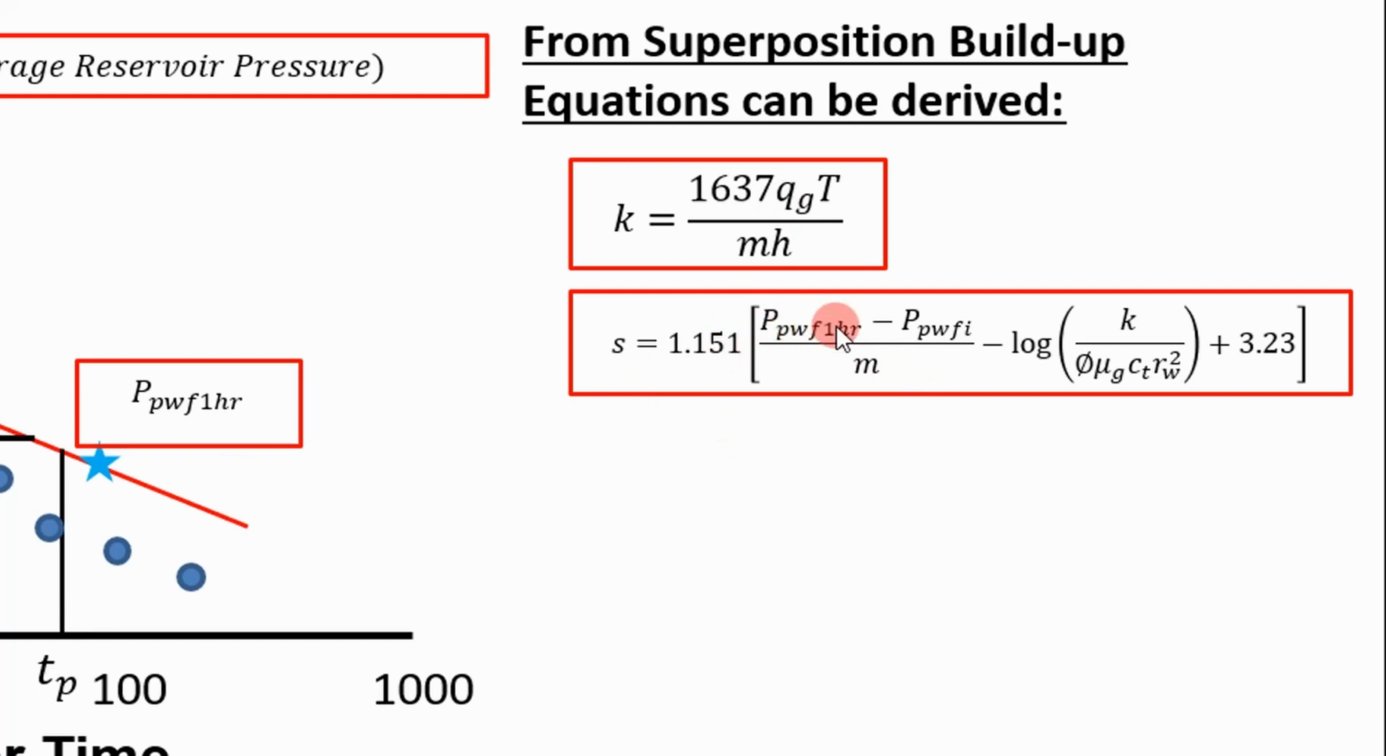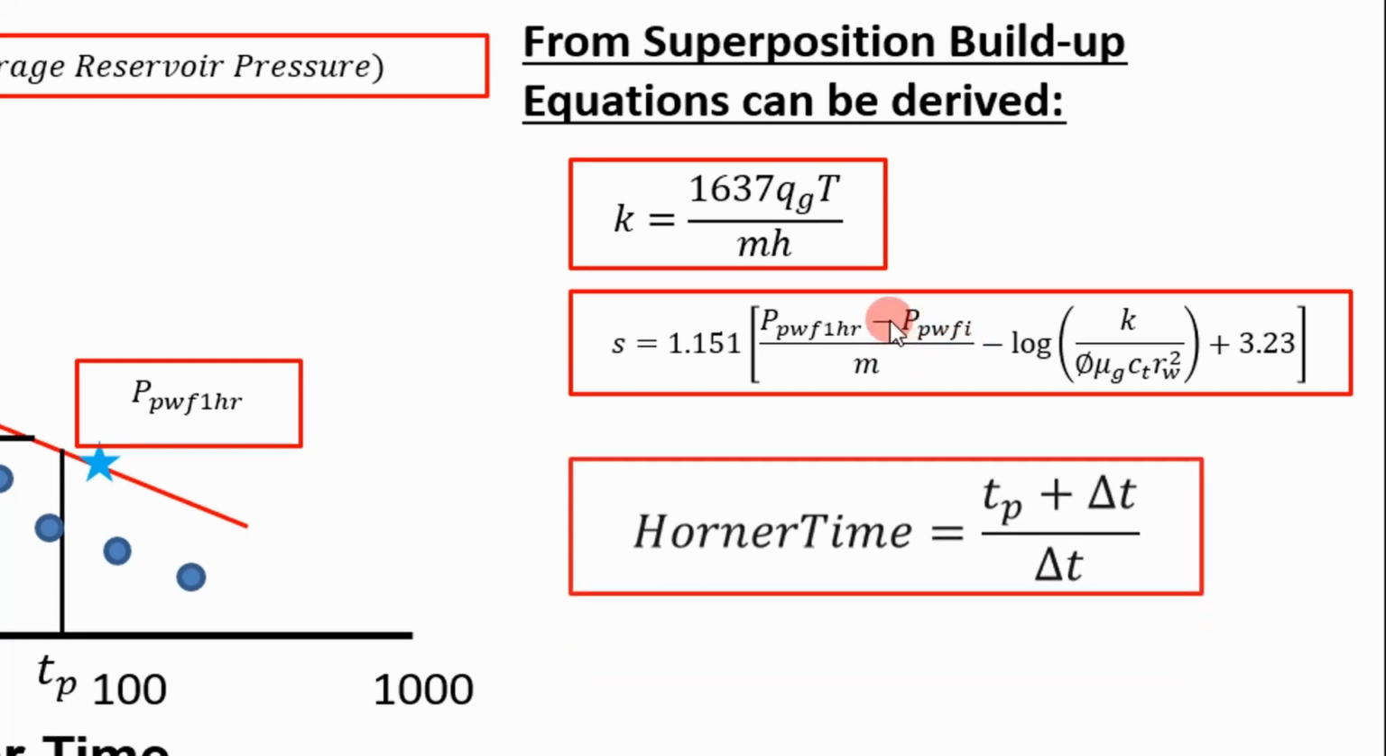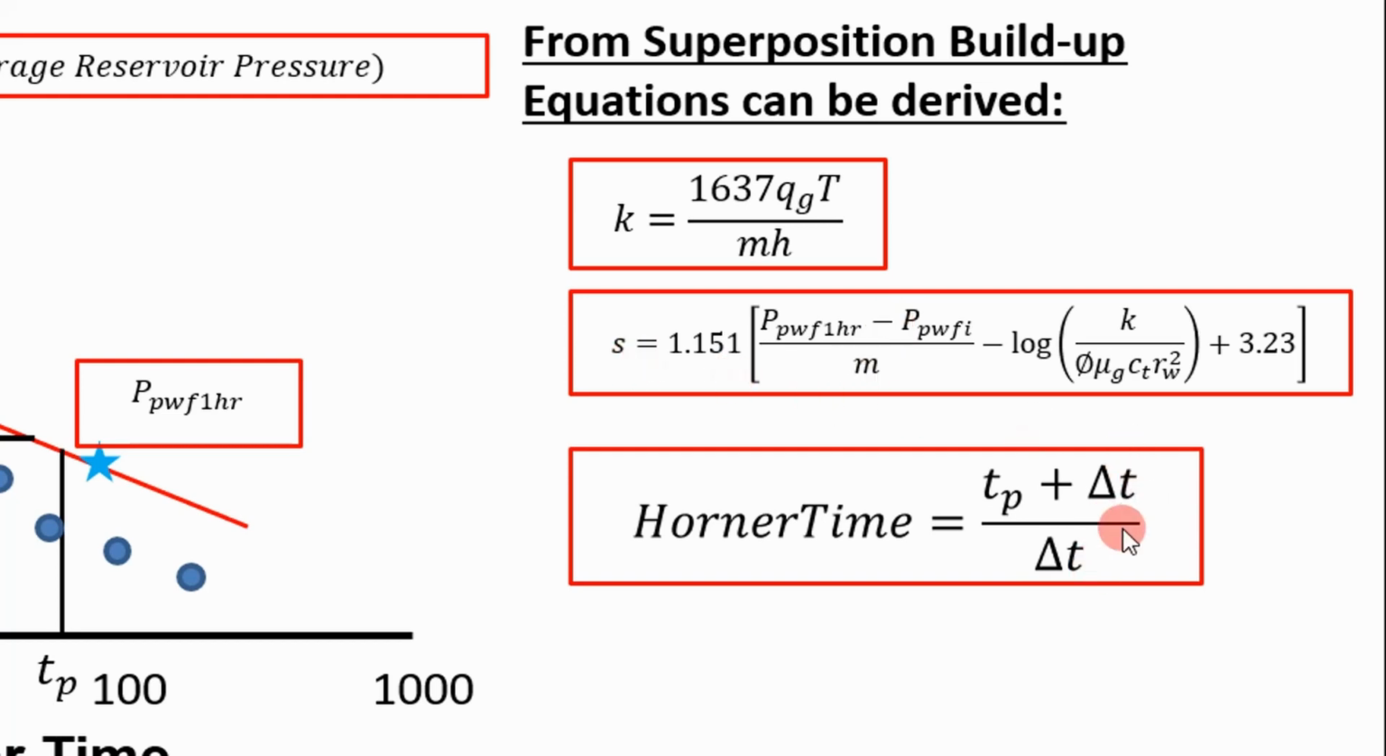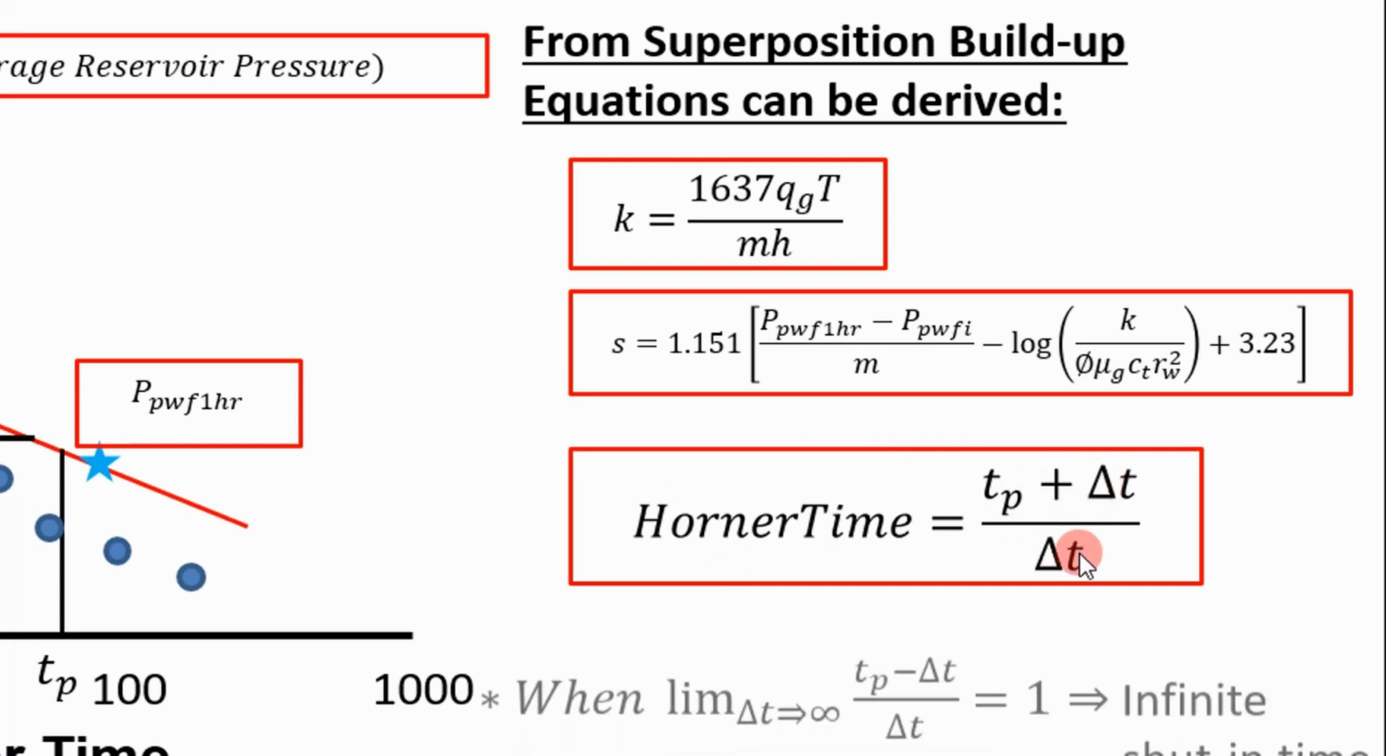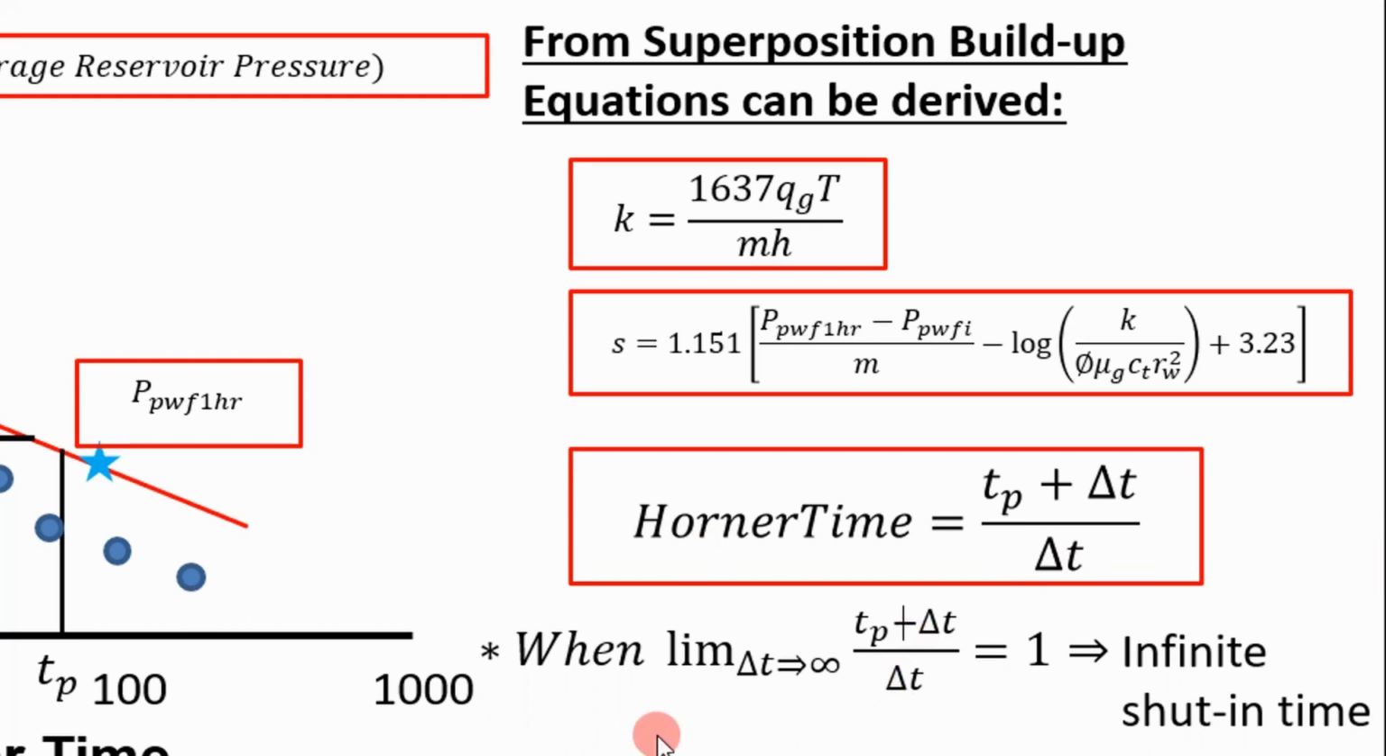So for skin, you need the well flowing condition 1 hour after you shut it in off this line, and then you subtract the initial well flowing pressure at time 0. And in addition, from superposition you can derive the Horner time equation. So the Horner time equation is essentially your time produced plus your shut-in time over your shut-in time. And if you take a look at this equation, if shut-in time approaches infinite time, then your Horner time equals 1. So that represents infinite shut-in time.